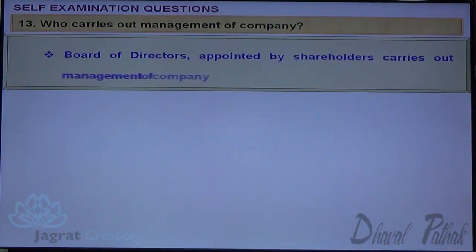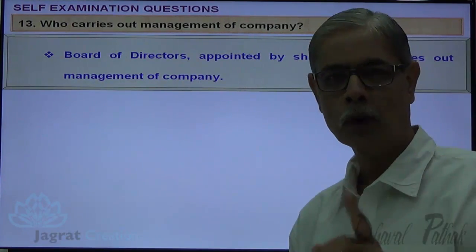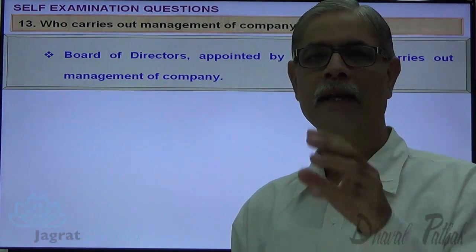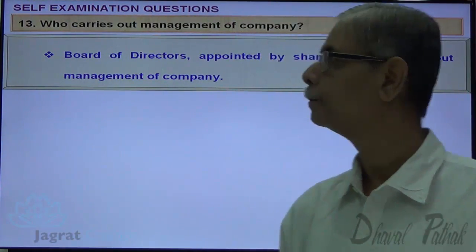Who carries out management of the company? The Board of Directors appointed by the shareholders carries out the management of the company. So the Board of Directors are appointed by the shareholders in an annual general meeting by casting votes for appointment.